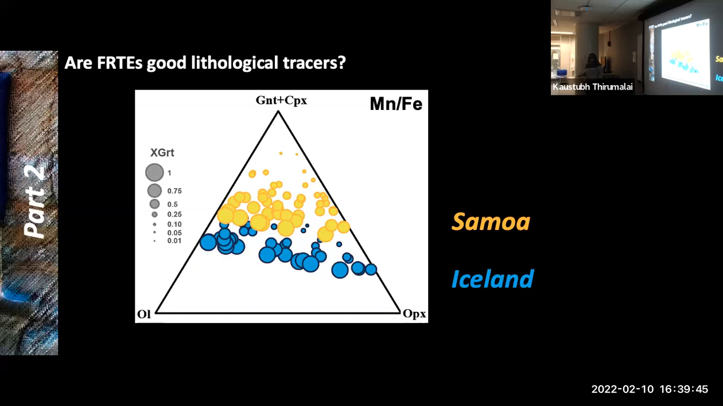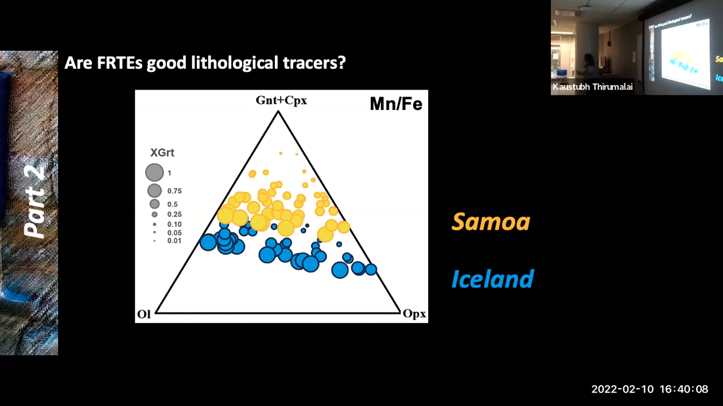The take-home message of this diagram is that it's consistent with what we expect. We have an Icelandic mantle that is richer in olivine and OPX, so closer to a peridotitic source, and a Samoa mantle that is richer in garnet and CPX, so closer to the pyroxenite source.